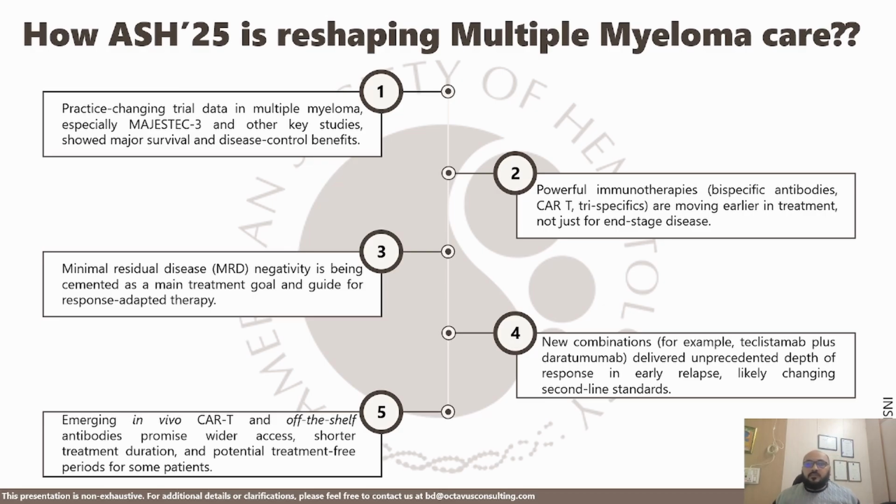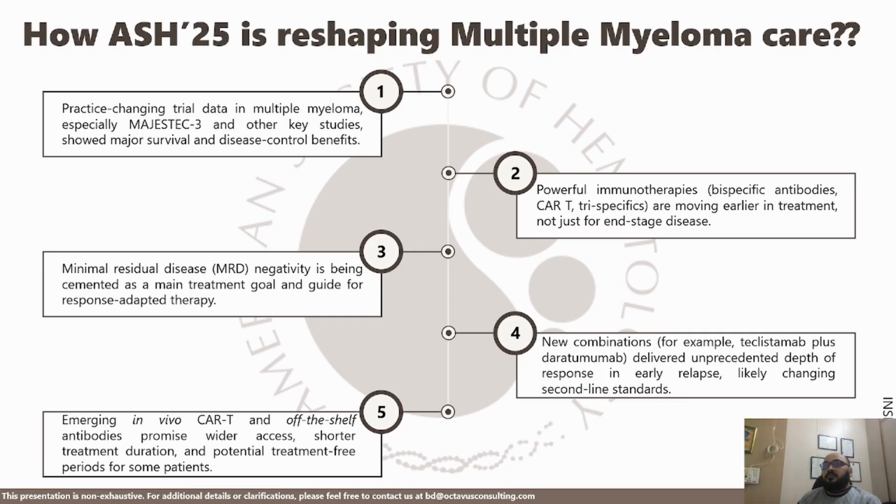Because of five, we have taken, these are five examples which we have taken, but again, they represent something. Each example represents an overall pattern, basically. There were results of practice-changing trials like MajesTEC 3, very evident and very specific and very important results. We will be talking about them.